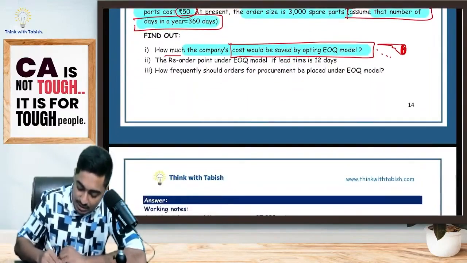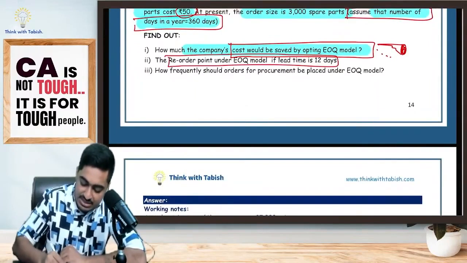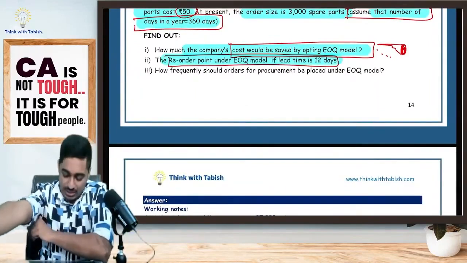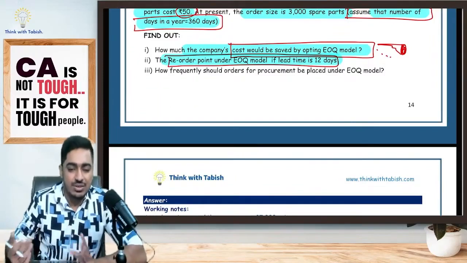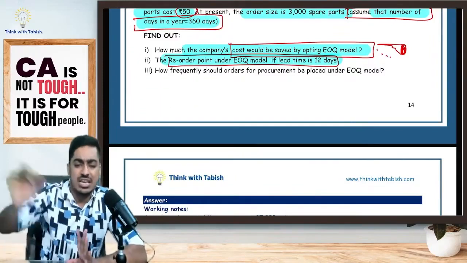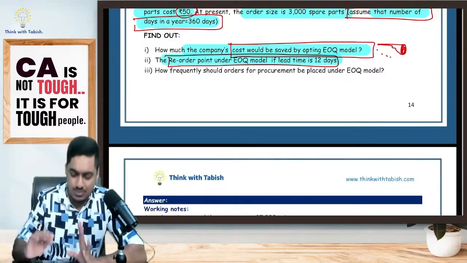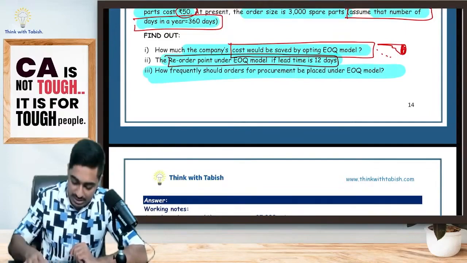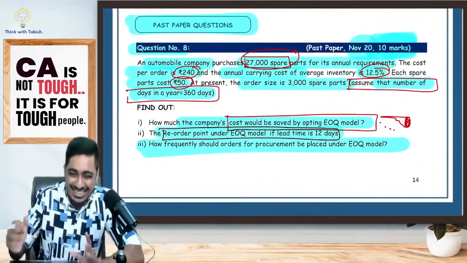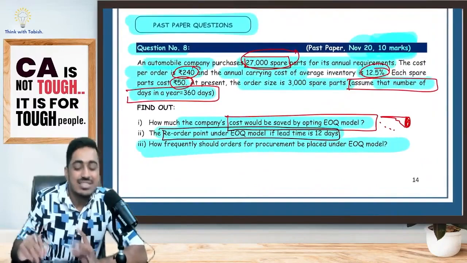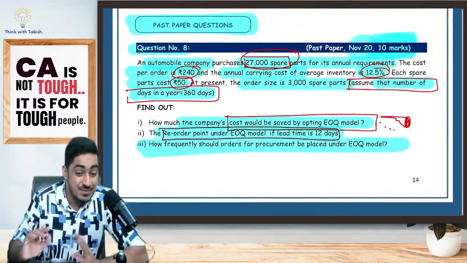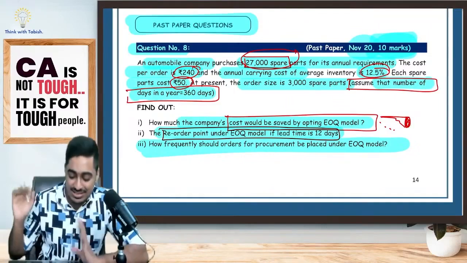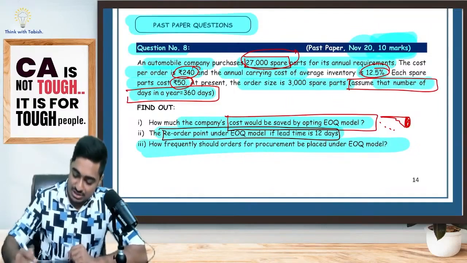Second one, calculate the reorder point if lead time is 12 days. Reorder point, reorder level comes in my second concept, inventory level. I'll be telling you the formula. The logic you will understand in the next video. We'll be calculating, don't worry. How frequently the order should be placed. So let us try doing it. There is nothing new here, but still, it's a question asked in the examination. When we solve and get it right, we will get a different level of confidence. Pay attention, everyone. Question number 8.